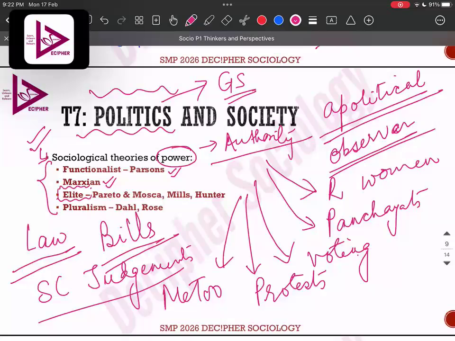People who enjoy the most power are known as the elite class. We have thinkers who have studied these people also, for example, Pareto, Mosca, Mills, Hunter. Then we have the pluralist theory. So these are a few things which will require your understanding. Otherwise, the subject matter is simple, but the theory part will be something new. You will require some help from others, from me or from any other person, and you will need some simplification of the concepts. Okay.